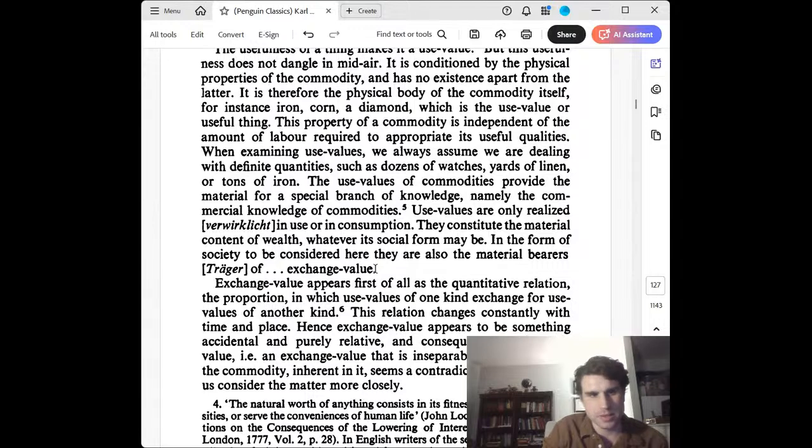So now we have the second big concept, exchange value. So wealth as a material content. Yet this wealth appears different ways depending on the society. Yet wealth as a material content is something objective, and the objectivity of this material content does not change regardless of the social form. The use values of commodities are not dependent on, it's not a social construct.